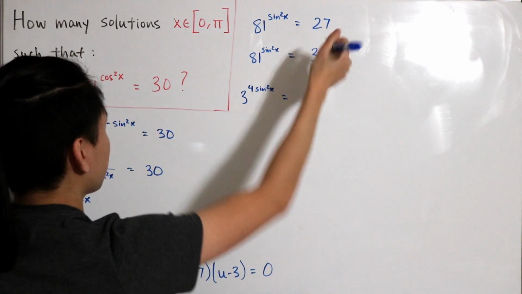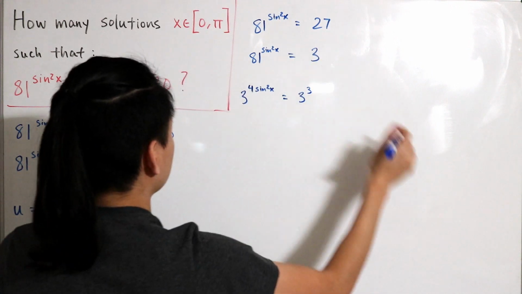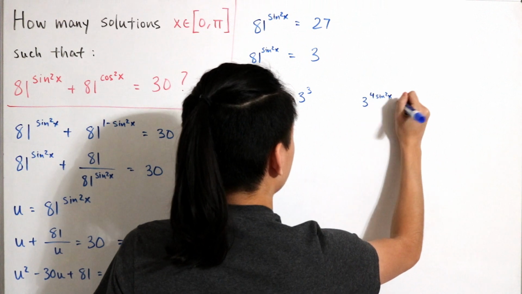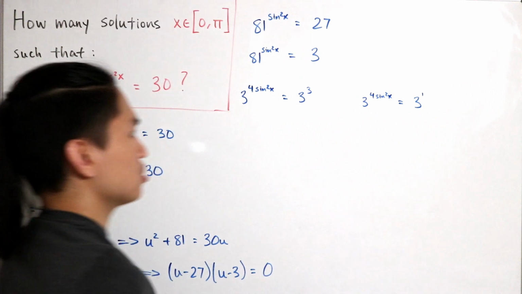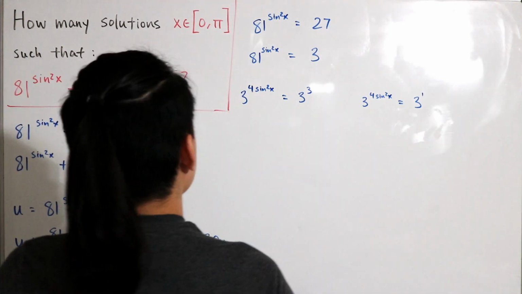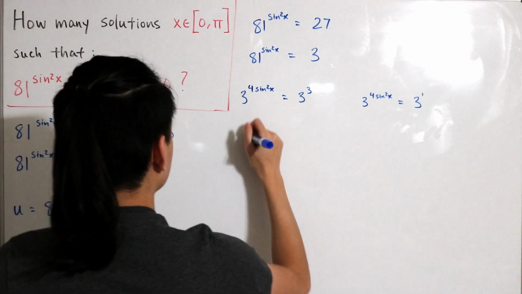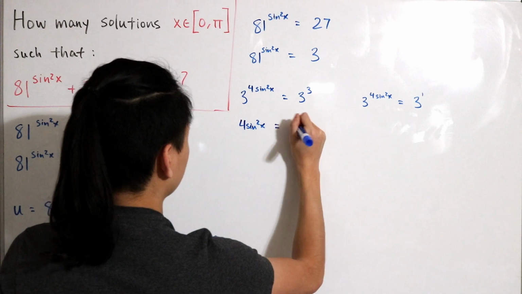And then 27 can be written as 3 to the power 3. And then for the other one, this is the same thing, 3 to the power 4 sin²x is equal to 3 to the power 1, so I guess I could just say that for the sake of it. And then with the bases being the same, now we can set these exponents equal to each other, so that means 4 sin²x is equal to 3.